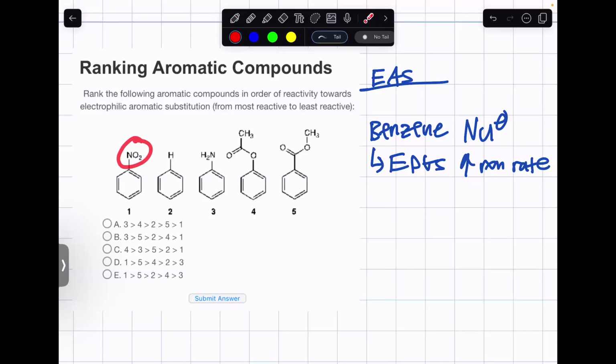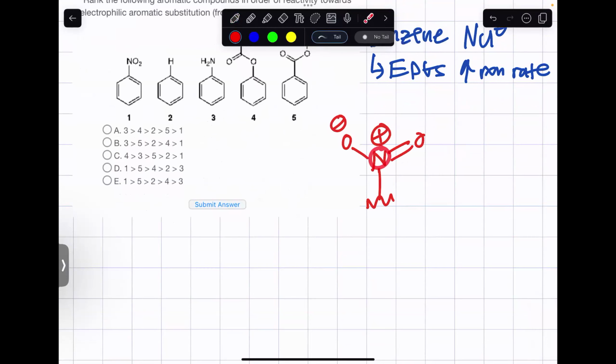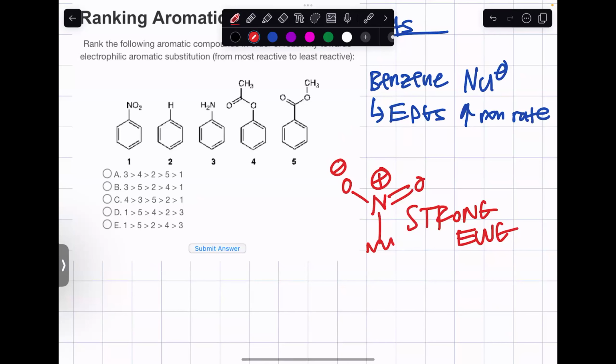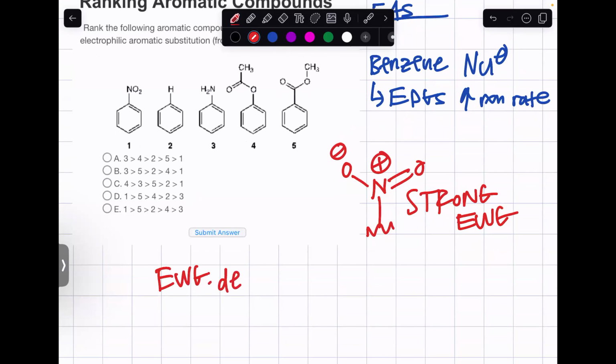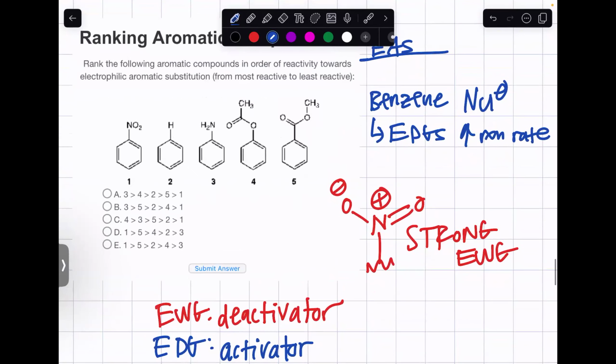Do you know what NO2 looks like if we draw it out in Lewis structure? Positive on the nitrogen and negative on one of the oxygens. The very first atom is not partially positive, it's fully positive, so that makes it a very strong EWG, right? For EAS reactions, EWGs are deactivators, and EDGs are activators. They activate the reaction rate. So automatically, what's the one that's the least reactive? NO2. So let's get rid of D and E, because 1 is at the very last for A, B, and C.